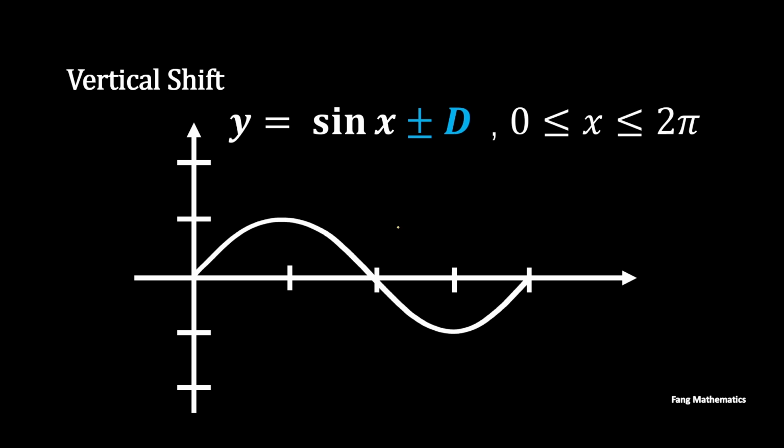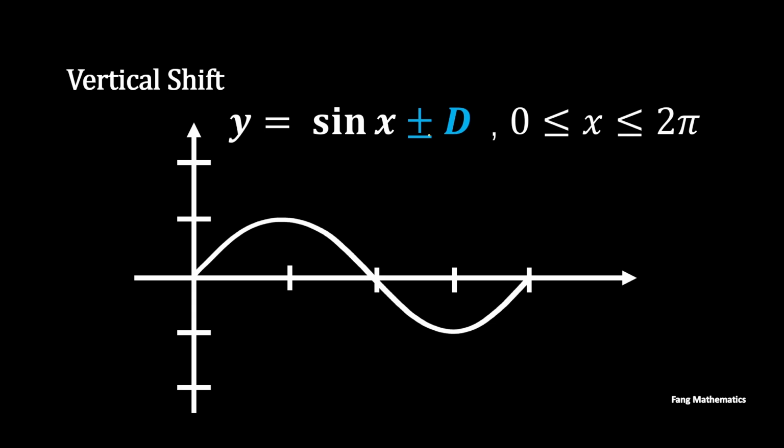In this video, we are going to look at the vertical shift of trigonometric graphs. Vertical shift is an operation that is outside of the function. So if you look at this plus or minus D, this uppercase D is the magnitude you are to shift and is outside of the function.